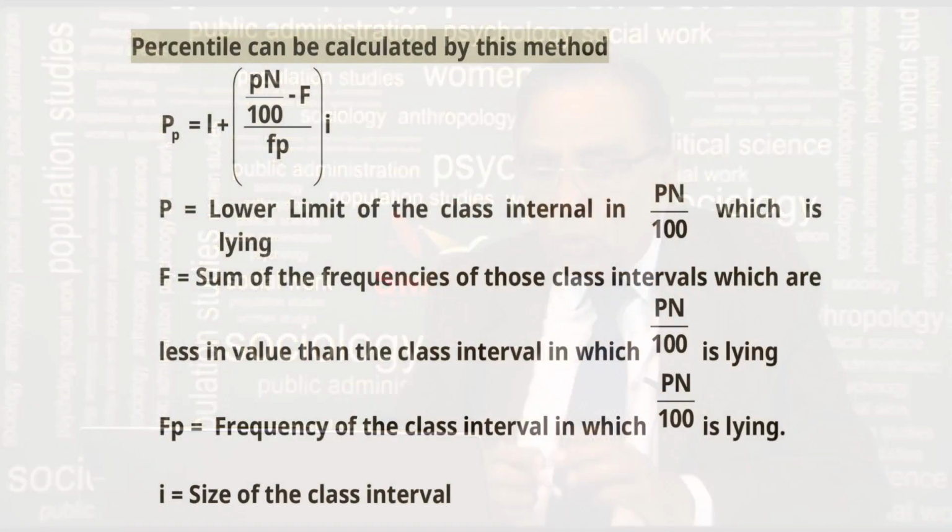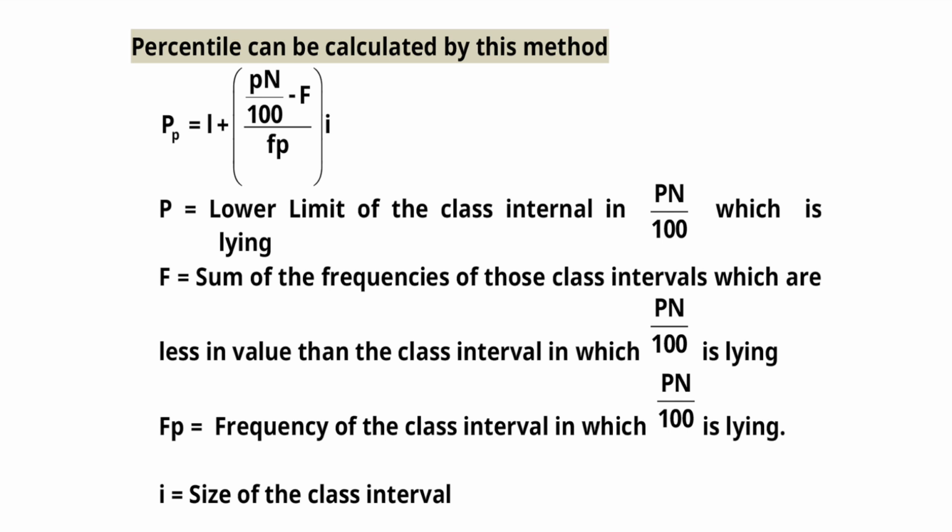Now, to calculate the percentile, the formula is Pp = L + ((pn/100 − F)/fp) × i. Here, capital P is percentile. The small p on the left of the capital P is which percentile you want, where you want to know the position. I want the 10th percentile, it will be called P10. I want the 20th percentile, it will be P20. I want the 40th, it will be P40. I want the 50th, it will be P50. So whatever you are calculating, you want to know, that is the small p.